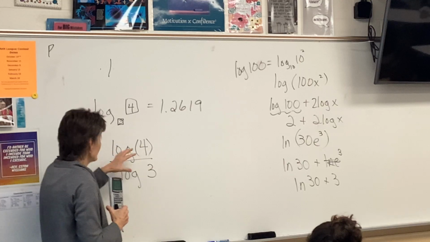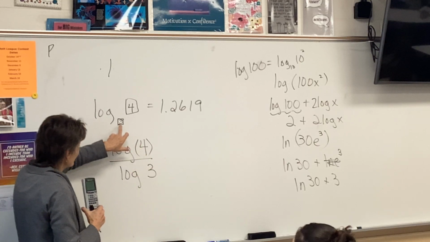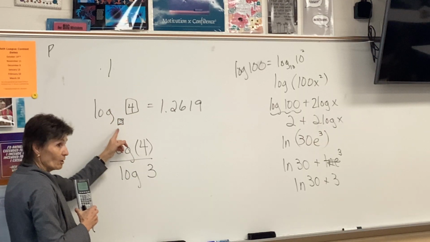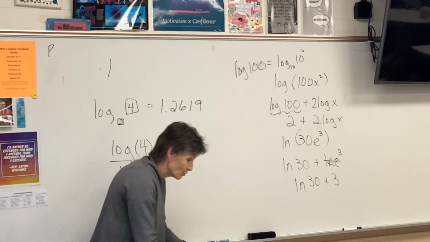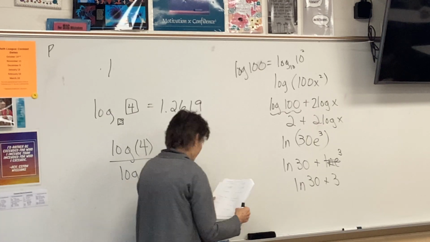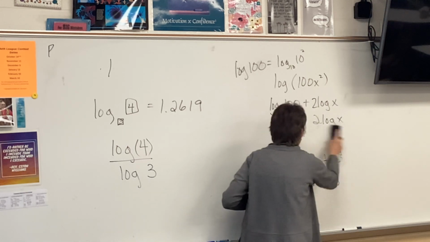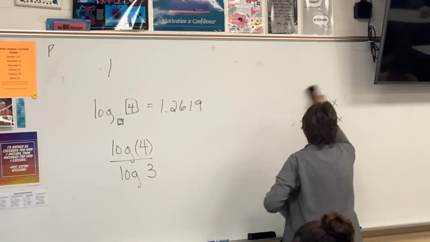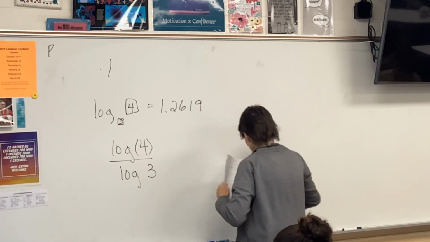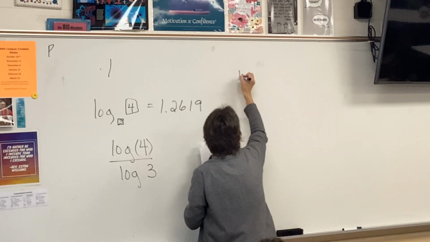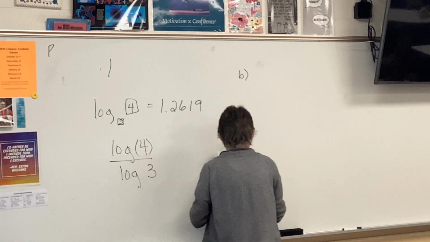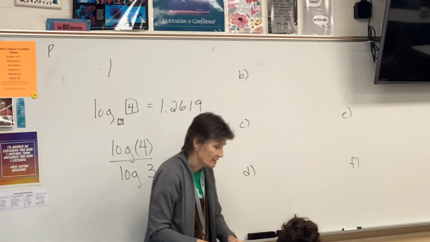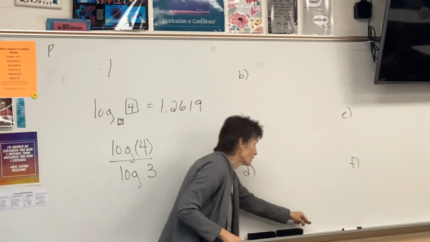Got it? So notice this order is important. This number that's on the bottom, the base number, goes on the bottom. So log 4 divided by log 3. I need everybody to do the rest of these problems. If it looks like a decimal point, it is a decimal point. Make sure you are rounding to the nearest 10,000, so you need 4 decimal places.